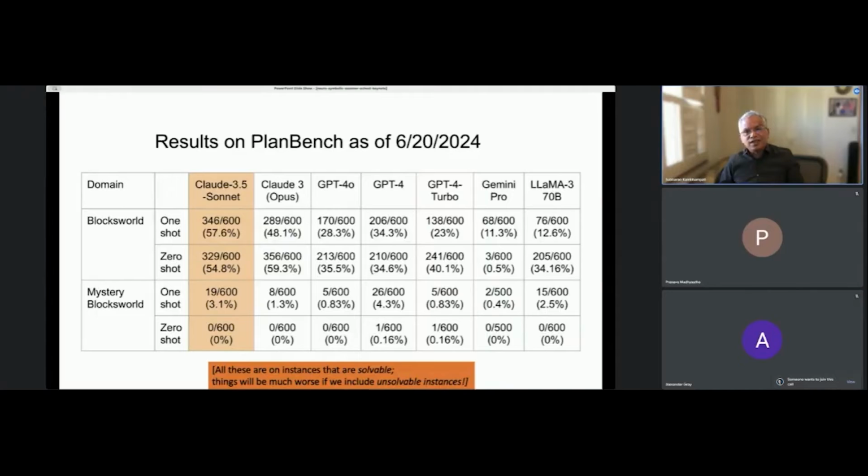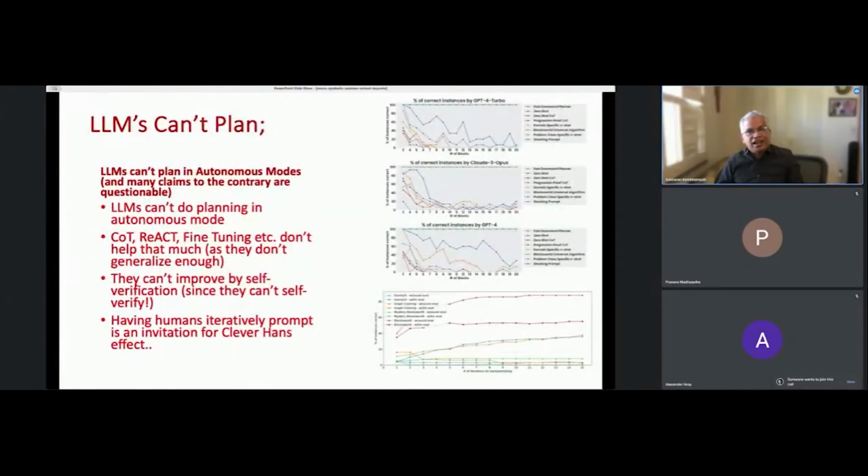And the very sad situation is for Gemini, which actually says it's very reasoning oriented, and it's at like 11.3%. What's more interesting is the mystery version, where you obfuscate the names, where logically the domain is the same. All of them die. You see 3.1%, 0%, 0.83%, etc. So this makes me think that LLMs cannot plan. And this is not the only piece of work that we have done on the limitations of LLMs about System 2 abilities. They're great System 1s, but they can't do planning in autonomous mode.